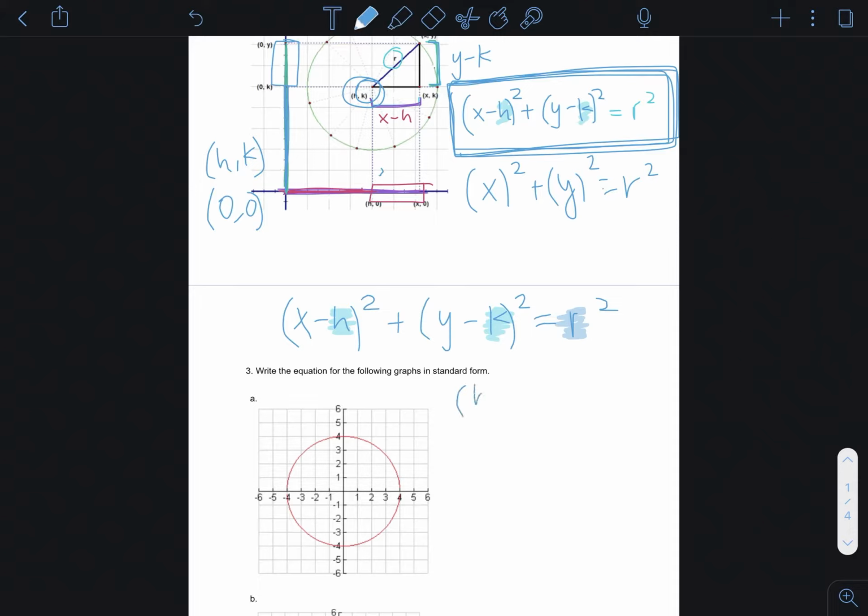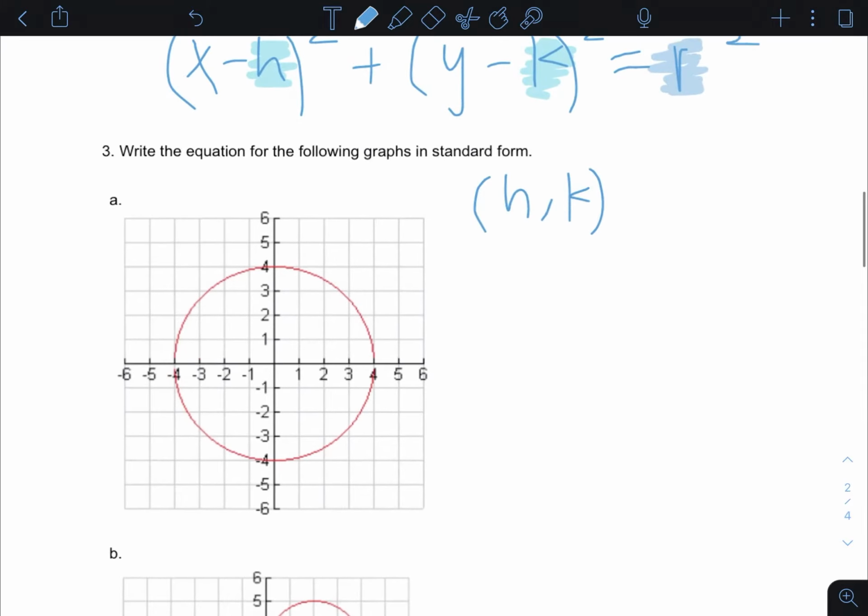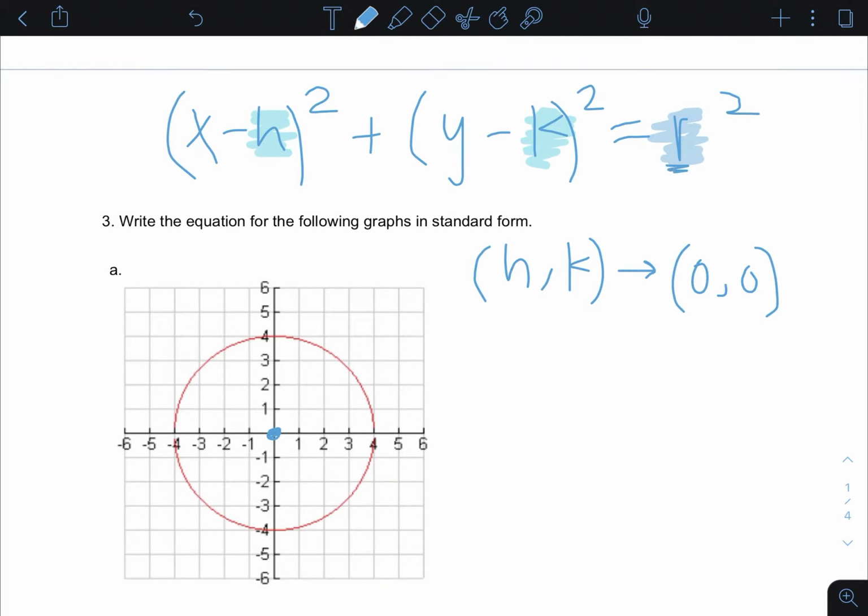H and k are the center. So if I look at this circle, I can see pretty easily in this case, my center is going to be the point 0, 0. So I can go ahead and say that my h is going to be 0, my k is going to be 0. And then what I need to do is figure out my radius. And so the radius is the distance from the center to the outer edge of the circle. So if I just draw a straight line from there, the distance will be 4.